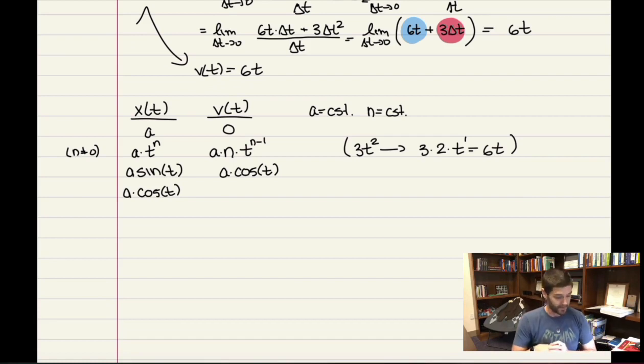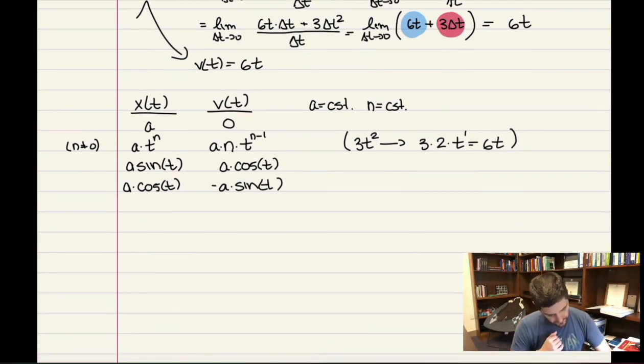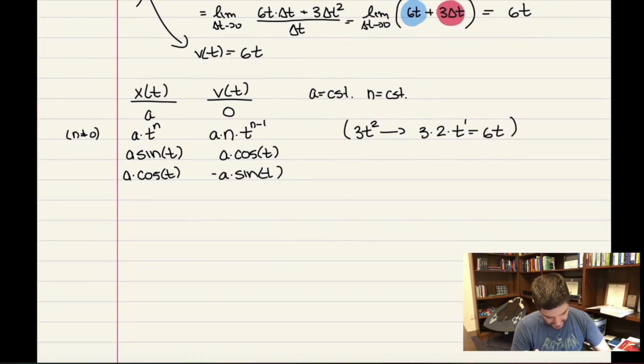So does it go the other way? Is the derivative of cosine sine? Almost, not quite. It is minus a times sine of t. Sine becomes cosine, cosine becomes negative sine. You might think that's frustrating. Why is that the case? Well, again, remember, we can think physically.